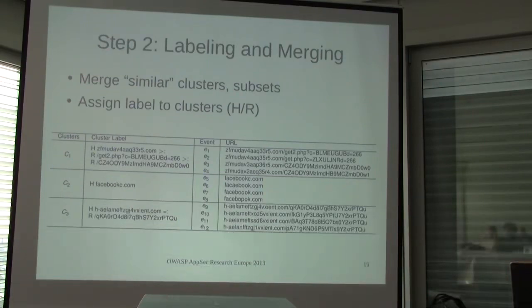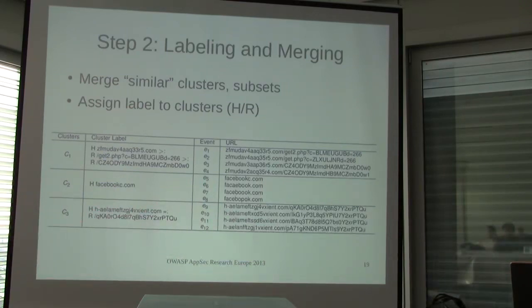For example, if you take cluster 2 here in the middle, this is a typosquatting cluster of Facebook. It is labeled with H, which means it is a host name based cluster, clustered because the URLs have a similar host name. If you look at this one, it is the merged result of two clusters, one with a similar host name, which is very difficult to pronounce, and one with the same request.